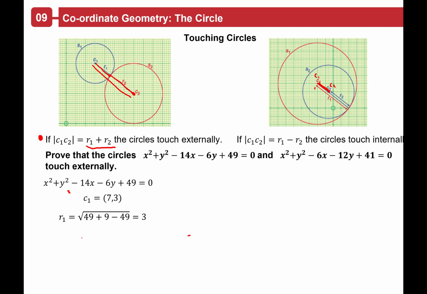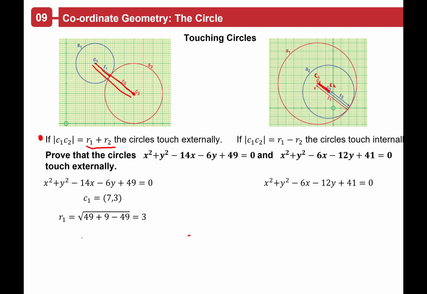And let's find the radius of this circle. The radius of the circle is equal to the square root of g squared plus f squared minus c. So this gives us 49 plus 9 minus 49. So the radius of our circle is 3.